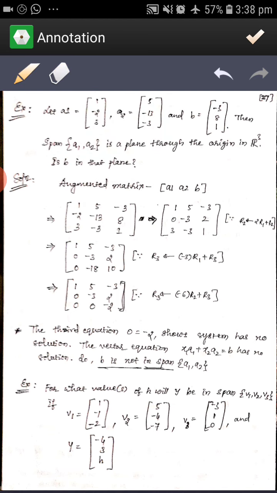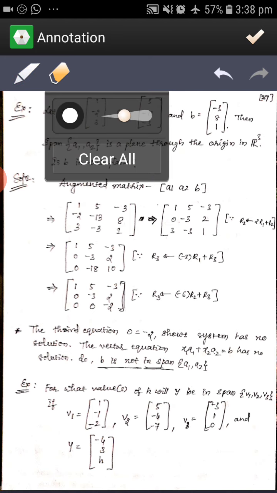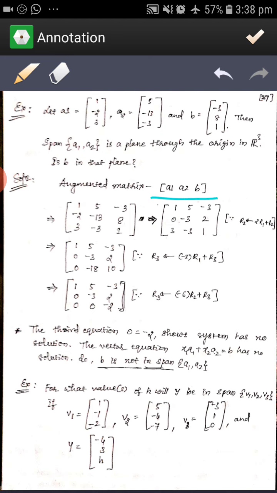For that, the same method: write the given vectors in matrix form, that is an augmented matrix, a1 and a2 and then b. Then apply row operations and make it echelon form. Echelon form means the lower values we need to make 0.